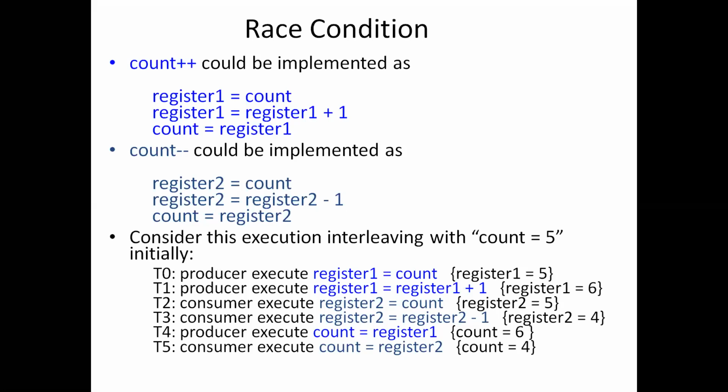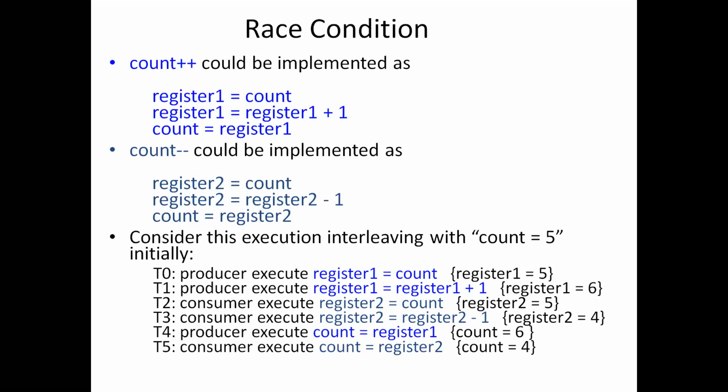Now, what is the buffer size? The buffer size is 5. The number of items in the buffer is 5, but here the count is showing 6 by the producer code and 4 by the consumer code, while the actual count is 5.